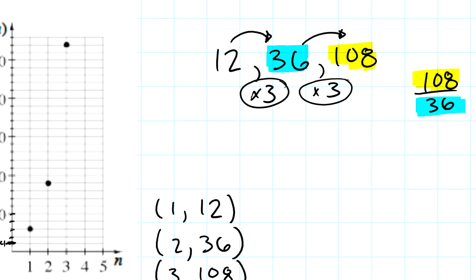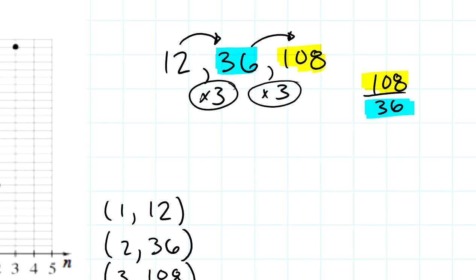And how do I know that? Well, I'm embarrassed to admit that I actually used a calculator. So 108 divided by 36 is indeed the number 3. 36 divided by 12, I know that is 3 also. So this is multiplying by 3 each time, right? So my generator, each time I move forward, I'm multiplying by 3.